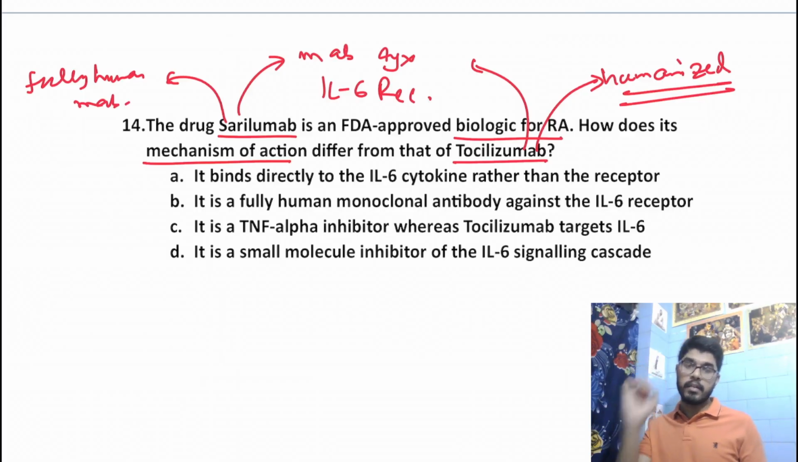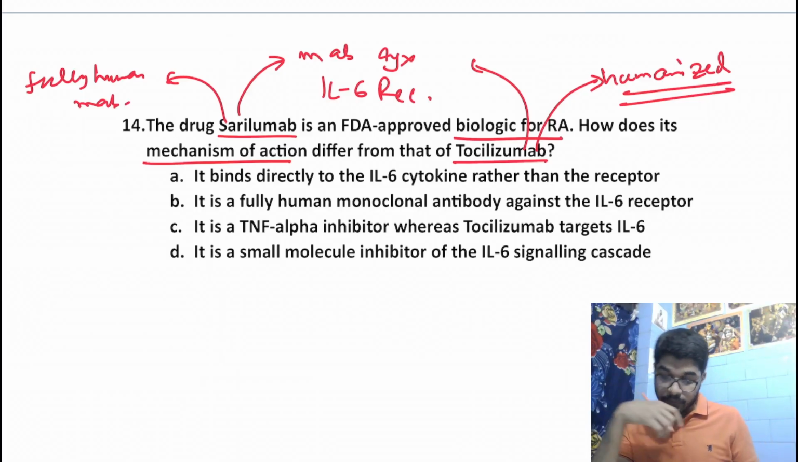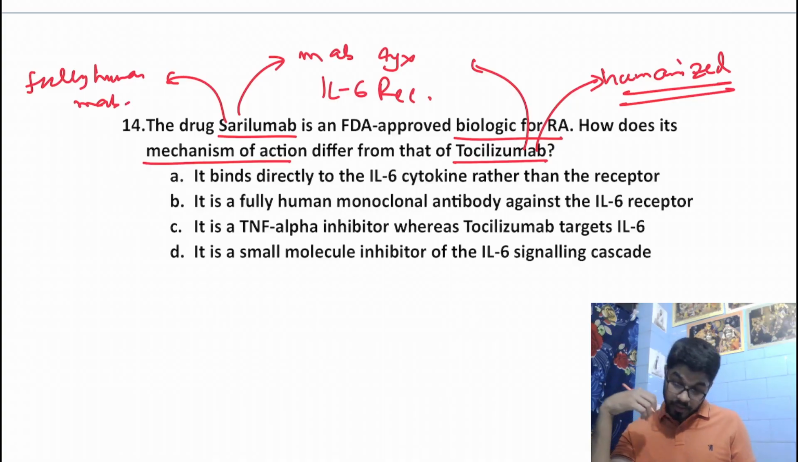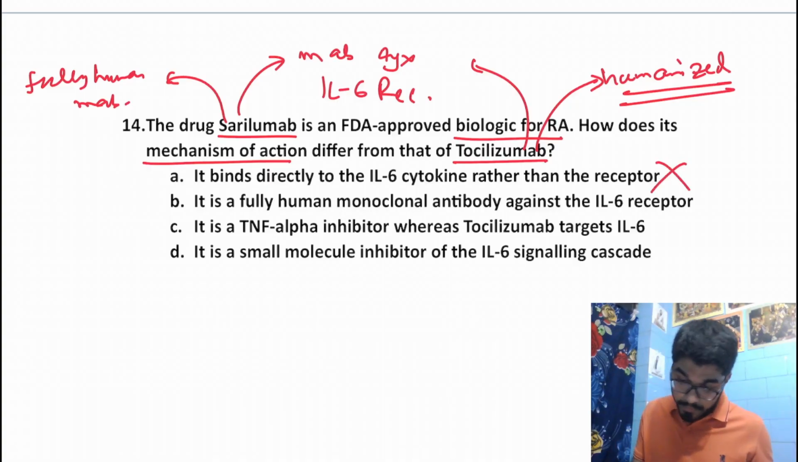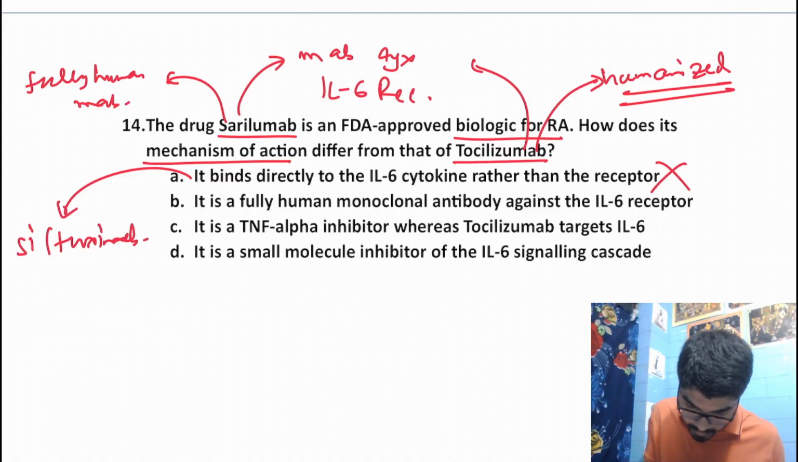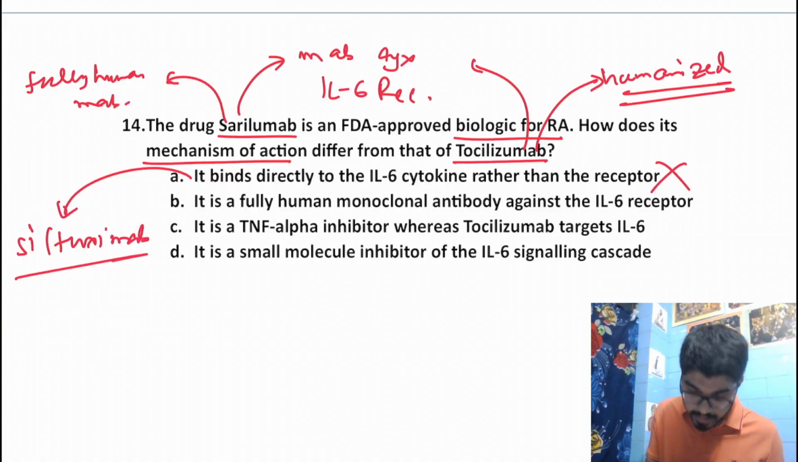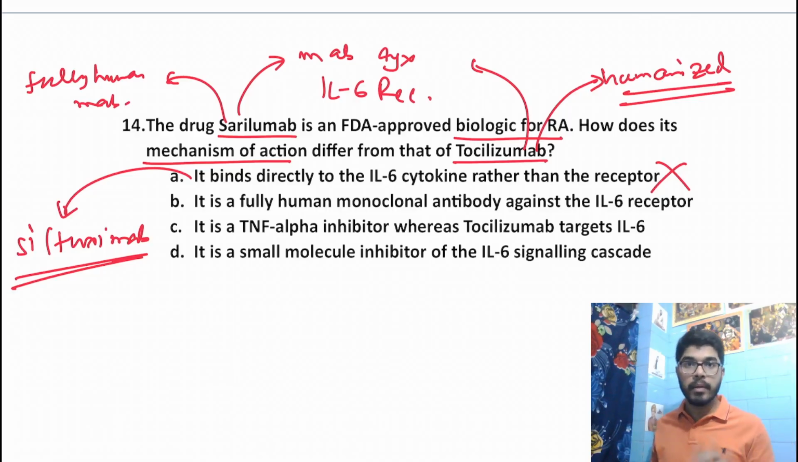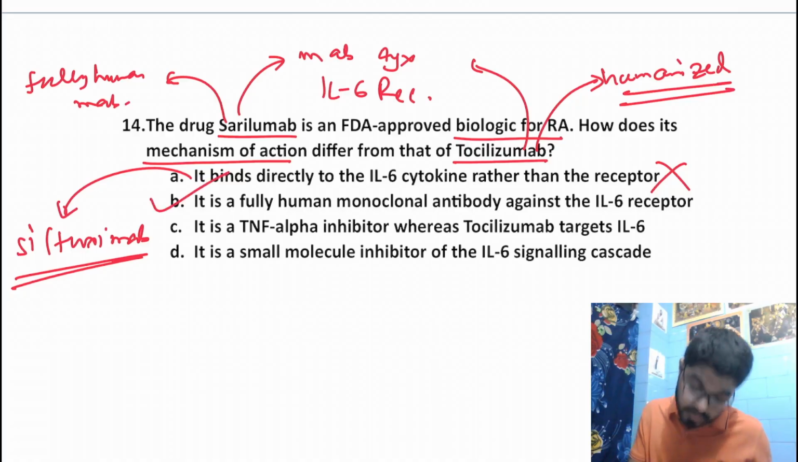This is the difference. If you look into the options, it binds directly to the interleukin 6 cytokine rather than the receptor. No, the drug that does so is known as siltuximab. This is the one that directly binds to the cytokine. Okay. It is a fully human monoclonal antibody. Yes, this should be our correct answer.